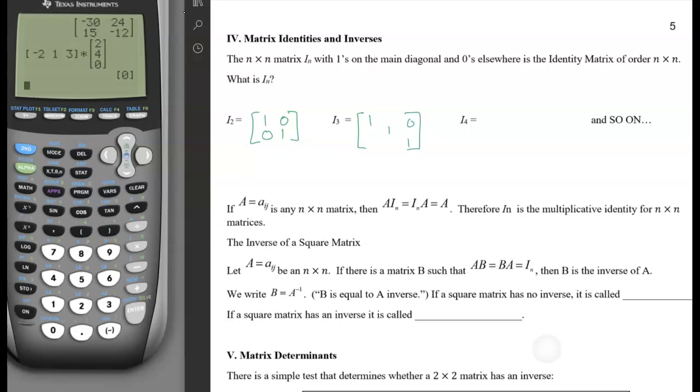Ooh, I drew this kind of small. I can do it though. There we go. And again, an I sub 4, an identity matrix of size 4, is going to be a 4 by 4. Let me draw this one a little bigger. Ones on the diagonals and zeros everywhere else.